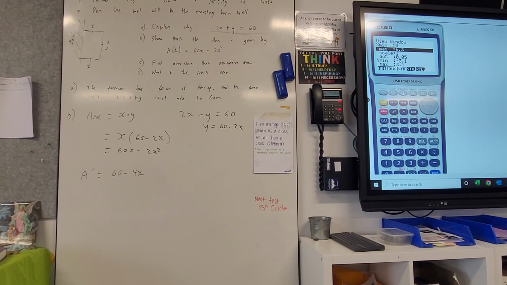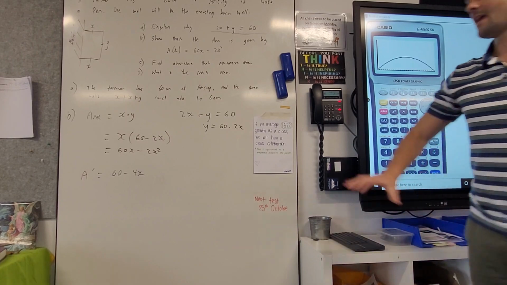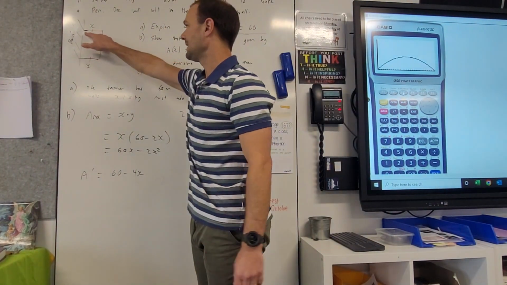So the largest it could possibly be is like 30, because it has to be x on both sides. So we'll put 30 there. And then for y is going to be the area, so we'll just crank that right up. You can go 1,000, you can go 10,000, something like that. And we can see nicely we've got the area function there. All right. Now this describes the area of this shape for any value of x.